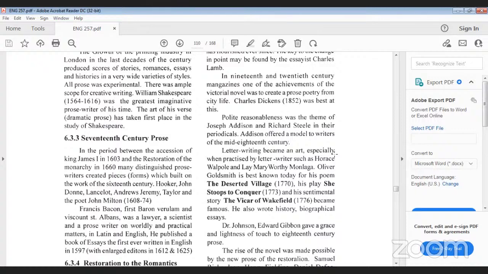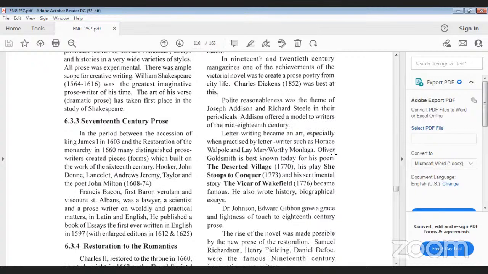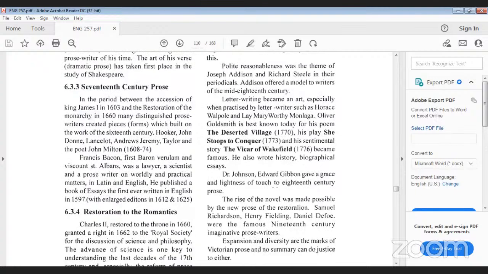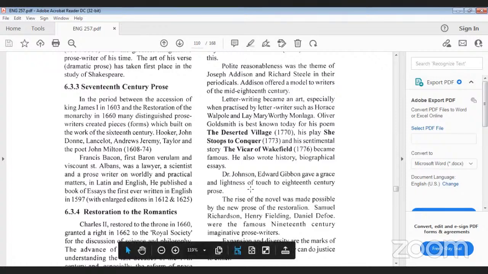Oliver Goldsmith is best known today for his poem The Deserted Village (1770), his play She Stoops to Conquer (1773), and his sentimental story The Vicar of Wakefield (1776), which became famous. He wrote history and biographical essays. Dr. Johnson and Edward Gibbon gave a grace and lightness of touch to 18th century prose.